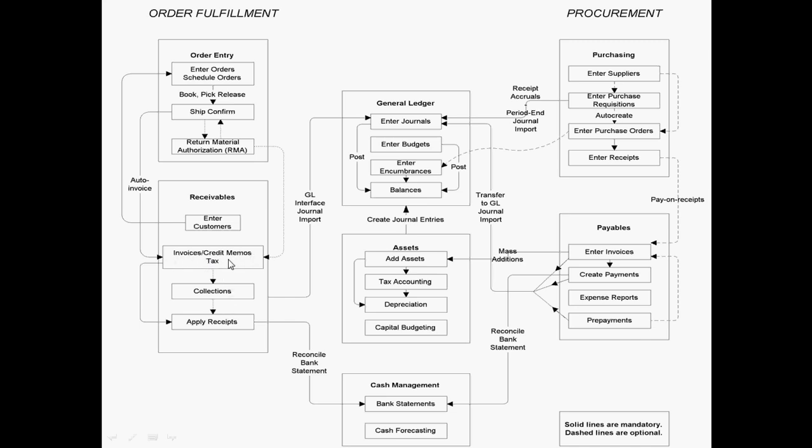Then invoices go into collections if they are not paid, or if they are not paid on time, things of that sort. Once the invoices are paid, you apply the receipts and then reconcile the bank statement. So that's, on a very high level, the order to cash and the procure to pay process. We'll go into the details of these setups. We'll set up the financials, the purchasing module, and the payables and receivables.